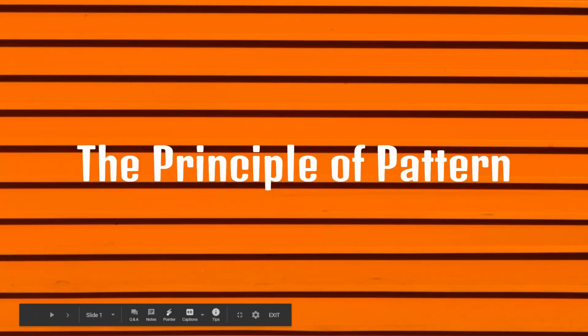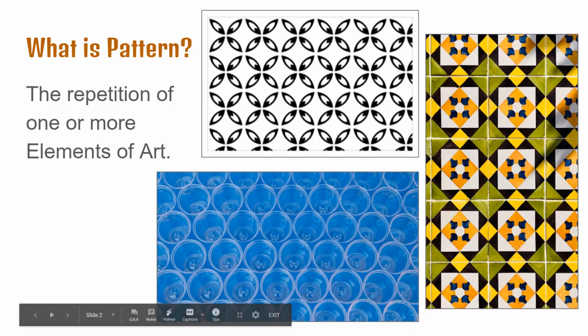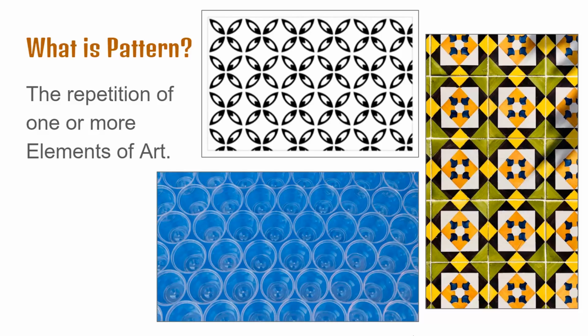The principle of pattern. What is a pattern? It is basically the repetition of one or more elements of art. And in the elements of art, what we're talking about are line, shape, form, value, texture, space. So any of those could be repeated, and that becomes a pattern.